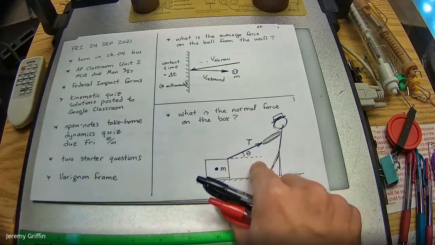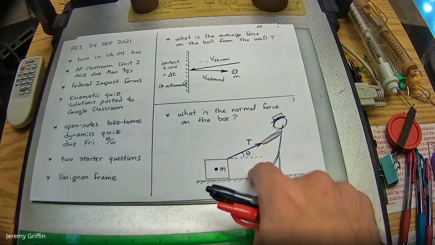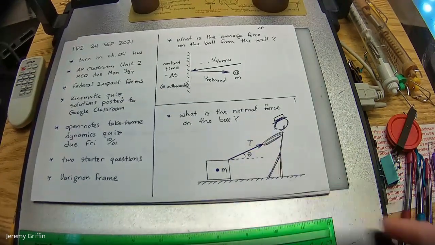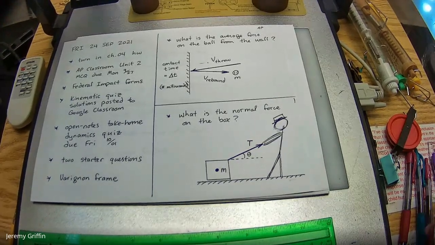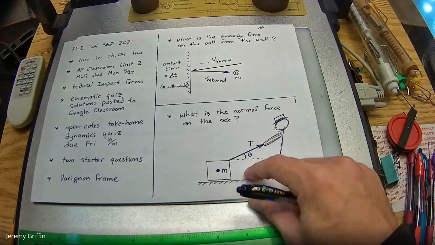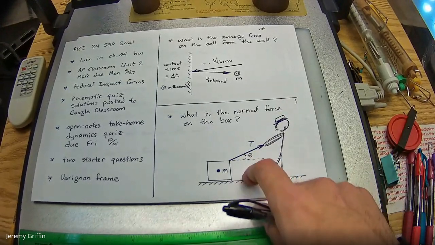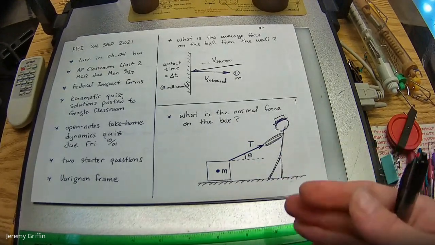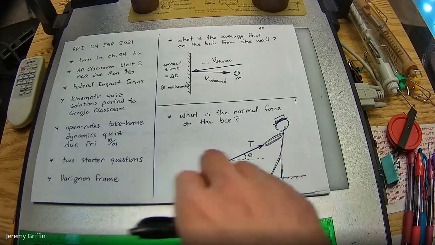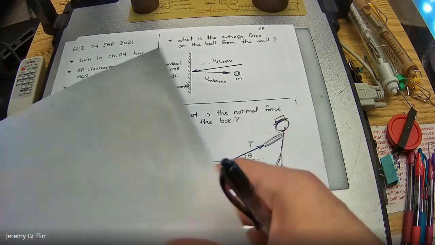Notice this guy is pulling this crate with a tension force that's not horizontal. It's up a little bit. It has a vertical component. I bet most of you guys can figure this out anyway, but we haven't explicitly covered something like this in class, where the normal force on the box would not be equivalent to the weight of the box. That's usually been the case. Usually the normal force is equivalent to the weight on a level surface. Now, your quiz question is not exactly this, but this would be a middle step that you have to do.